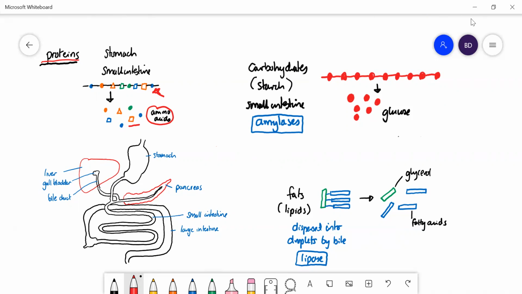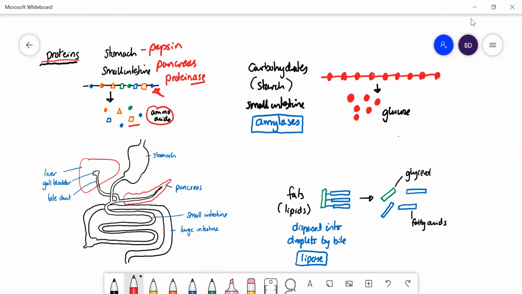Now the enzyme which will break them down, there's one produced in the stomach, and that is called pepsin. And there is another one produced in the pancreas, and we'll just call that proteinase. Anything ending in -ase is usually an enzyme in biology, so the pancreas does that.